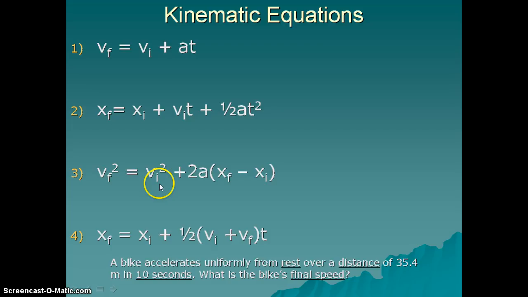We're given the distance, which would refer to final position, because again, we assume that initial position is 0. We're not given the acceleration, which is fine because this equation does not involve acceleration. We're given the time, which is 10 seconds. Our initial speed is 0, that would go in here. And we're looking for VF, or the bike's final speed. So in the future, we will be using these equations quite often.